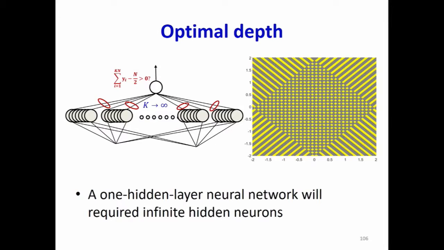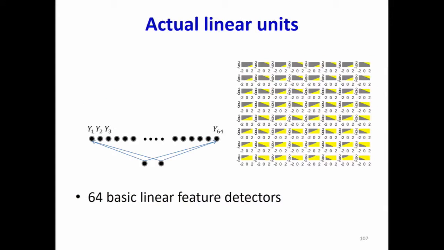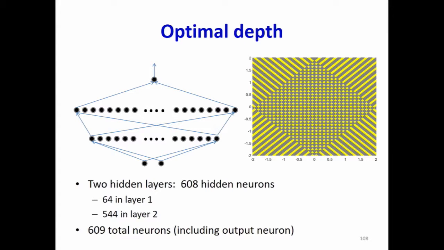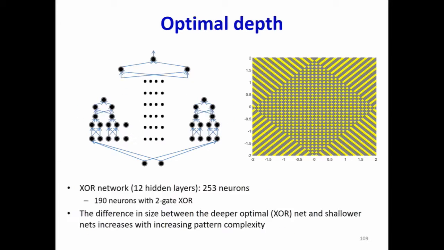But if I have something like this, again, the one hidden layer network is going to require infinite neurons. But it's 64 basic linear lines, and so there are something like 544 boxes in this. So the total circuit in 2 layers is going to be 608 hidden neurons. But if I did this using an XOR, that's going to be 64 times 63 times 2. So 126 plus 64, which is a very small number of neurons, if I want to do this using an XOR circuit.